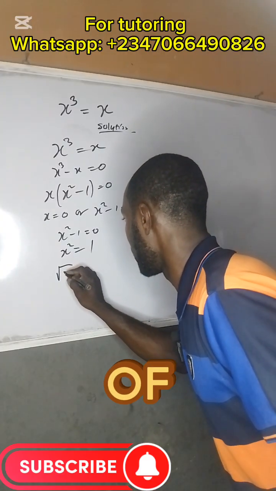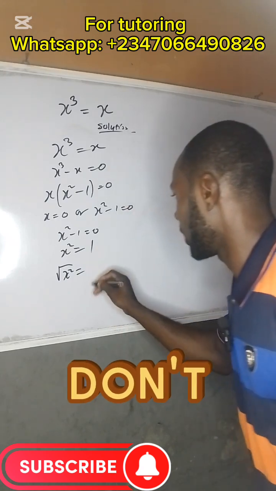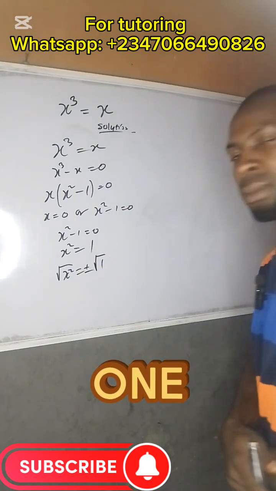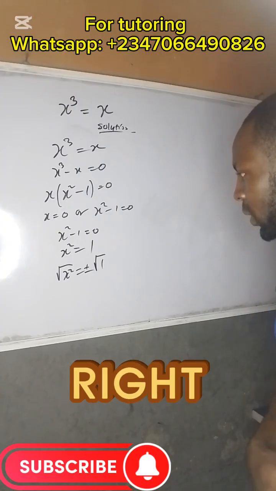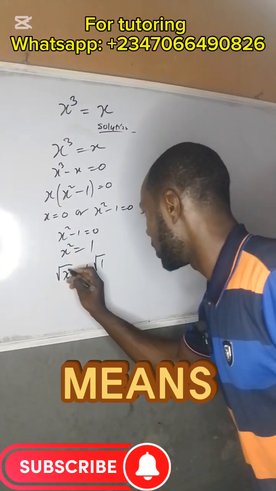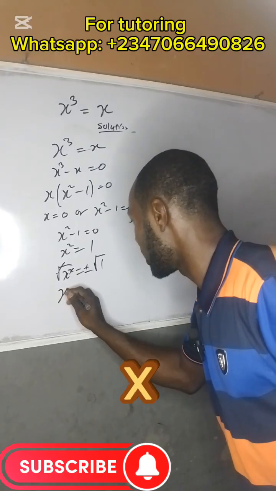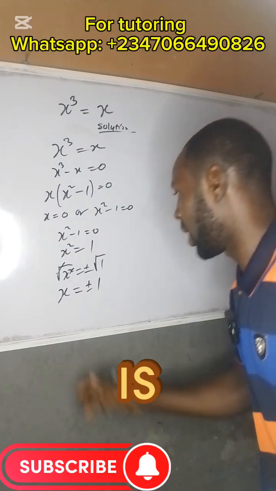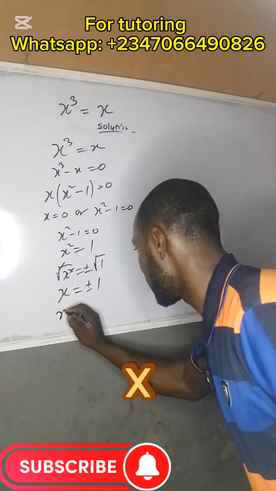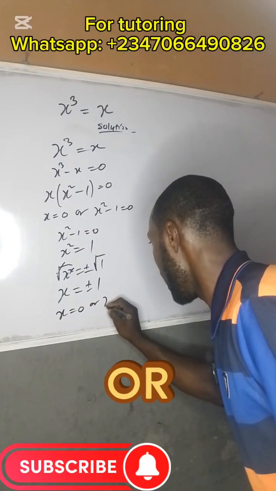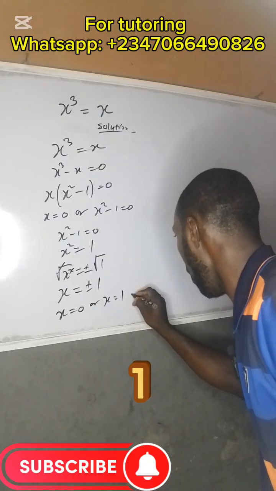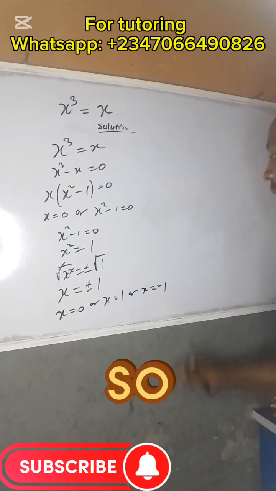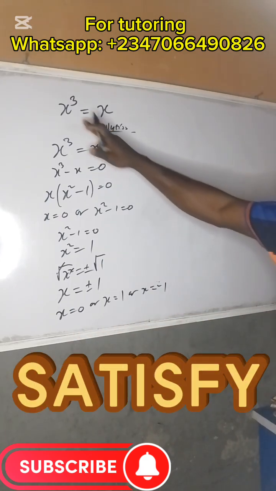the root of x squared is equal to, don't forget, plus or minus root 1. Have you seen it? Root 1, right? And root 1 is something as 1, which means this and this will go. We're having x is equal to plus or minus 1. This implies that our value of x is now x is equal to 0, or x is equal to positive 1, or x is equal to minus 1, rather. So, these are the 3 values of x that will satisfy the problem.